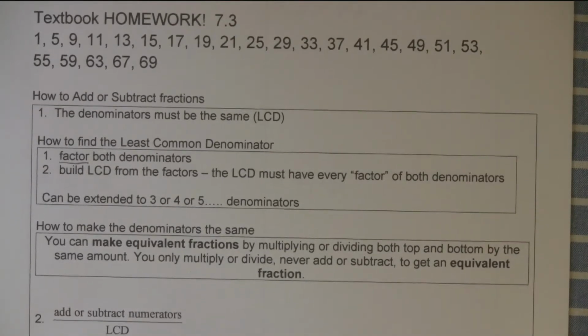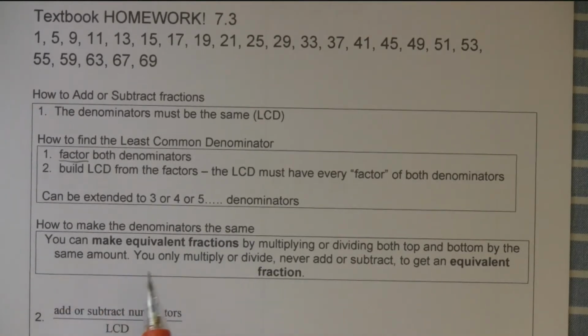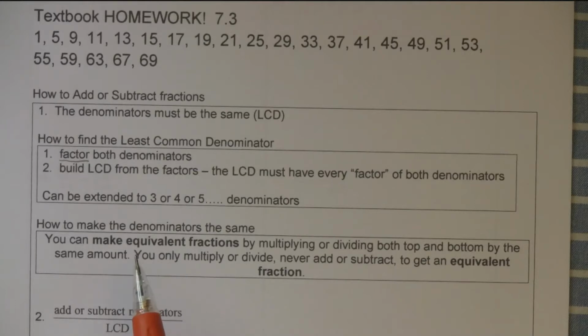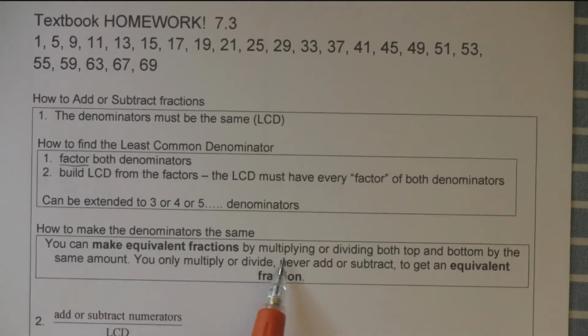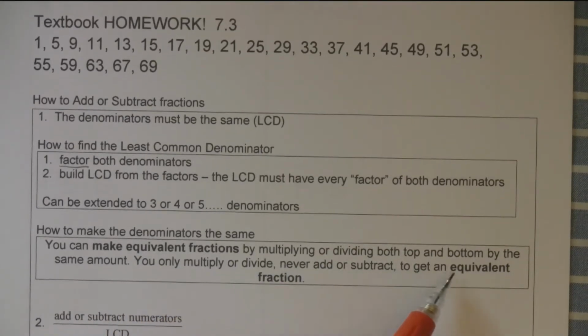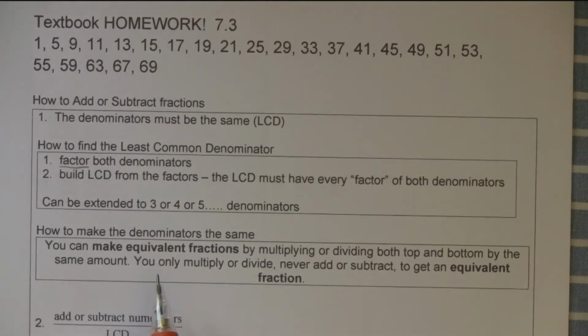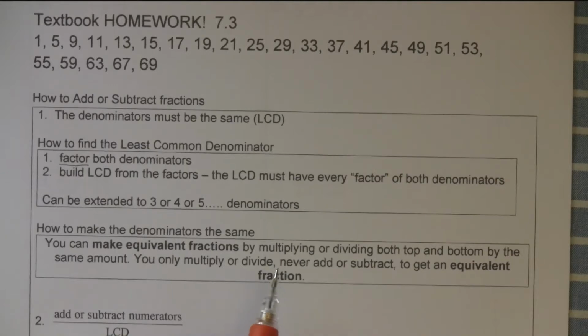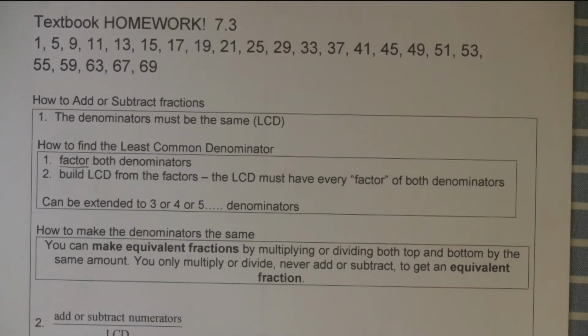And then how you make the denominators be the same, well, you have to make equivalent fractions. And you might remember from regular fractions that what you do to the numerator, you've got to do to the denominator, and vice versa. So you can make equivalent fractions by multiplying or dividing both the top and the bottom by the same amount. You only multiply or divide, you never add or subtract, to get an equivalent fraction.